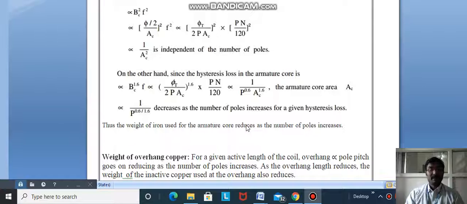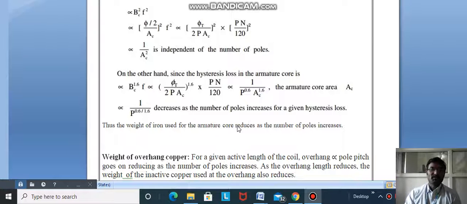Weight of the iron used for the yoke will be reduced. These are the advantages when you go for a high number of poles. At the same time, when you go for a high value of number of poles, what will happen? The frequency of the machine will be increased, and when the frequency of the machine is increased, the output efficiency will be reduced.